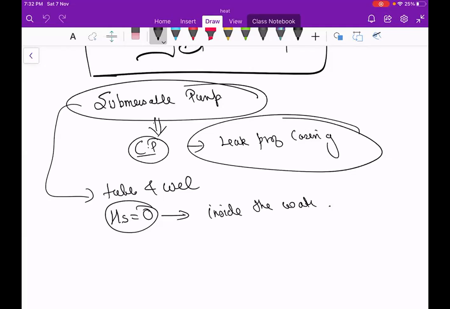Okay, so when you see the submersible pump, the pulling is 0. It has to only push the water. The pulling is 0. That is why the submersible pump has a higher efficiency.